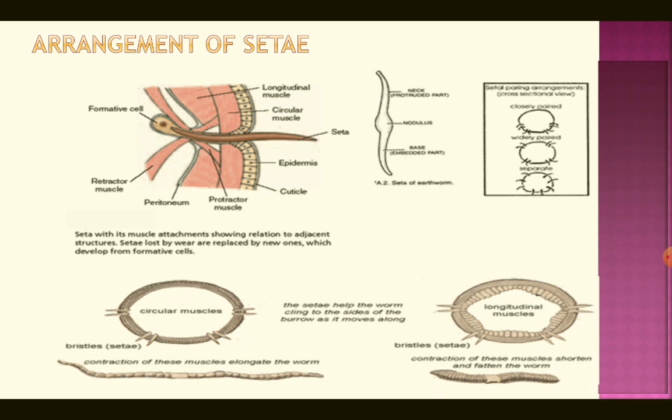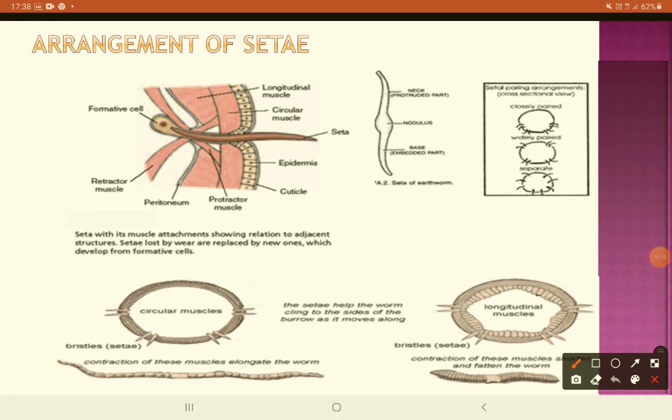Now this will give you much more detailed information about the structure of setae. We said it is S-shaped, and this describes the basic structure of a seta: the neck, the nodulus and the base, and this is how it is embedded in the setal sac. This protrusion and retraction is coordinated by the protractor and retractor muscles. And this is how the setae are arranged in various ways.